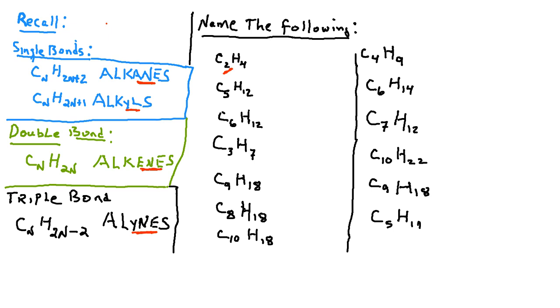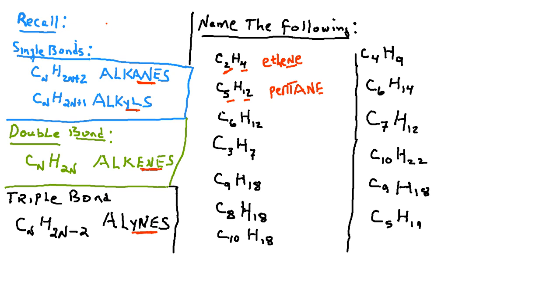All right, n is 2, and then 2 times 2 is 4, so it's n, 2n. So we know the ending is ene. And 2 carbons, eth, so it's ethene, E-T-H-ene. Okay, here we have 5 carbons, and twice that is 10 plus 2. So this is an alkane, ane ending, follows that formula. And 5 is pent, so this is pentane.